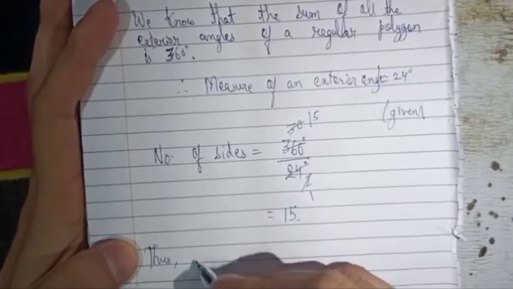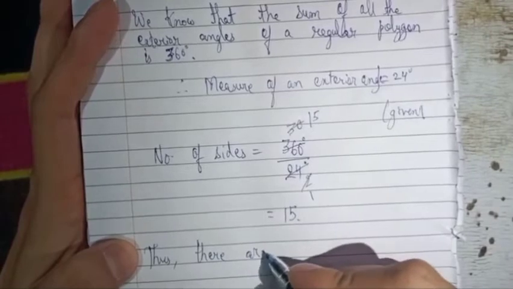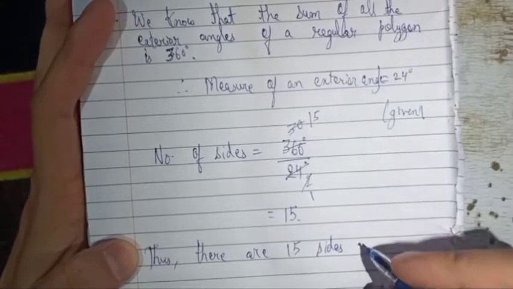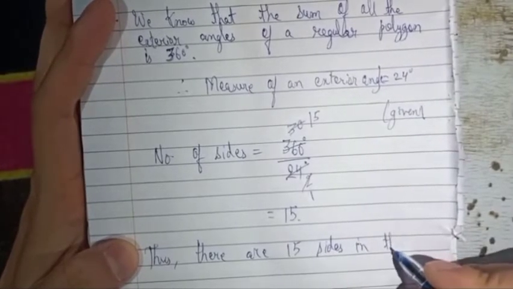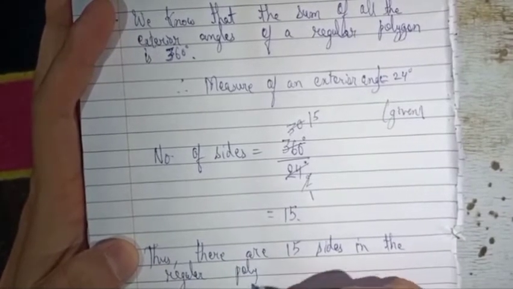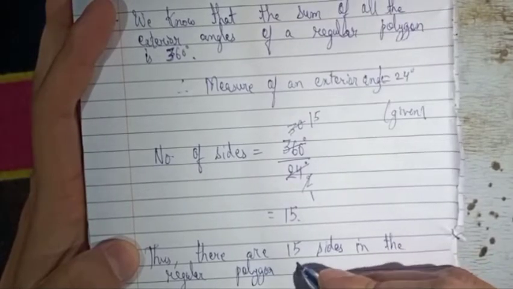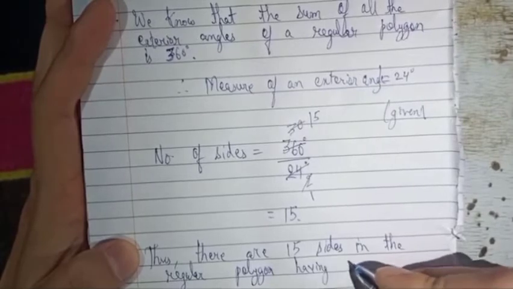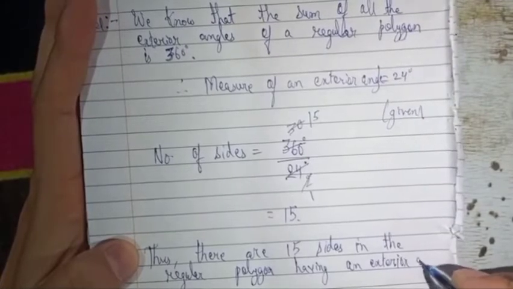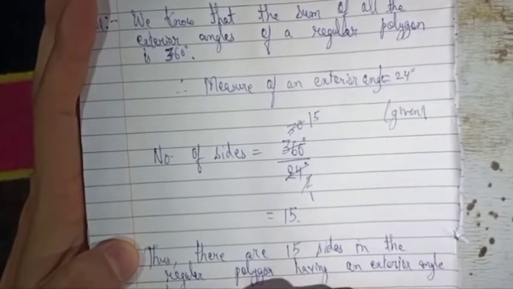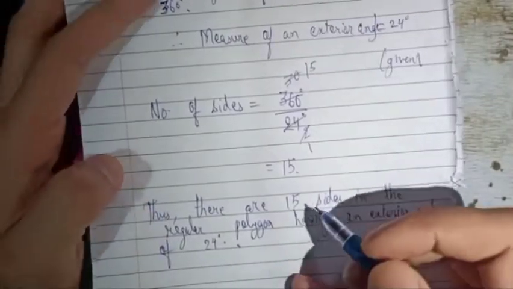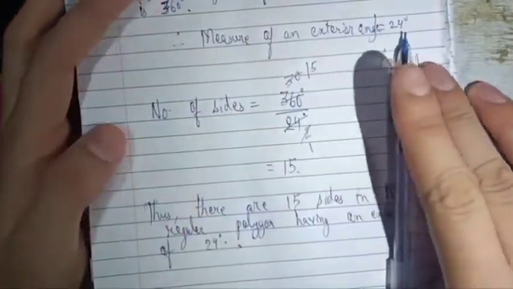Thus, there are 15 sides in the regular polygon having an exterior angle of 24 degrees. So 15 sides are there. Total number of sides is 15.